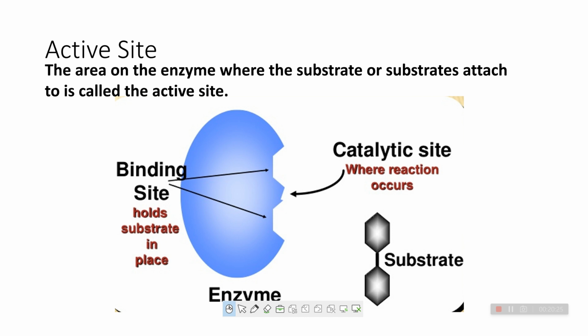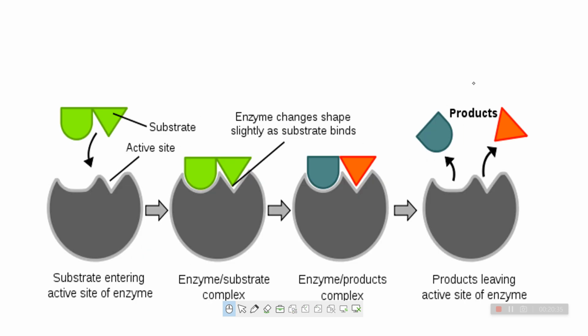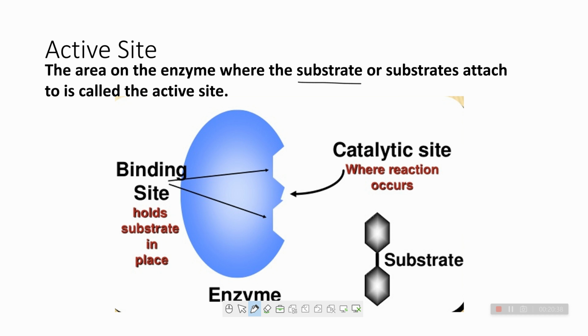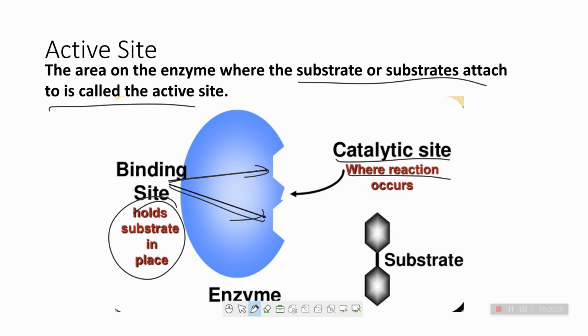Now what is the active site? The active site is the area in the enzyme where the substrate comes and binds. The area on the enzyme where the substrate attaches is called the active site. Okay. The active site is a binding site. They hold the substrate in place. And this is a catalytic site, where the reaction occurs. This is the active site, this is the catalytic site where the reaction will occur. And this is a substrate. This substrate goes and binds with this, and the reaction takes place. Okay? Clear this all?